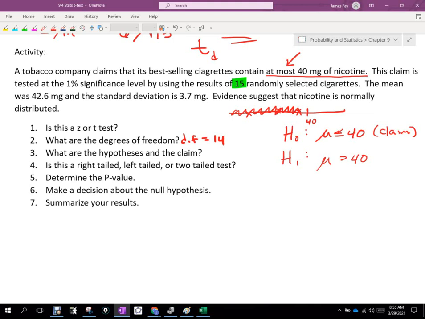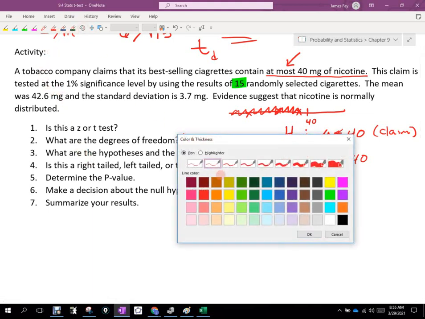Some of the other questions we've done will tell you very explicitly what both hypotheses have to be. I think this one does not do that very well. But we can still decipher it and figure it out. All right, everybody, those are your two hypotheses. Now it says, is this a right tail test, left tail test, or two tail test? It is a right tail test.